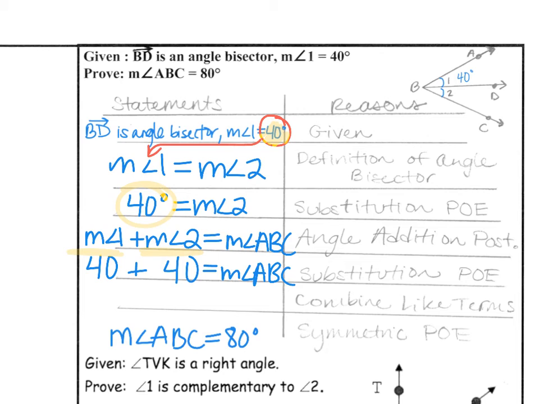Okay. So if I combine like terms, Liz, what would I write if I'm combining like terms? And your order does matter, and so the last thing that is written for you is that measure of angle ABC is equal to 80 degrees. So you have to swap the order using symmetric.